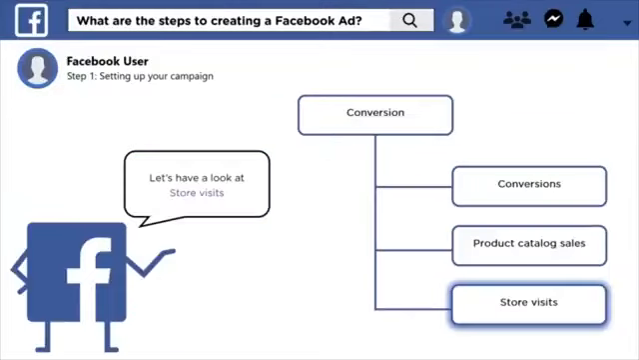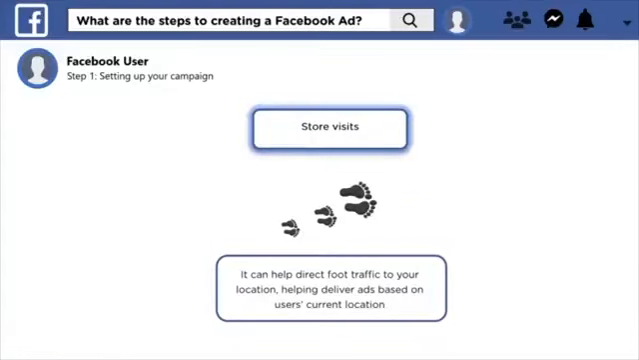And then we have store visits. Store visits help direct traffic to your location, and they help deliver ads based on your user's current location. If we want to get somebody to the store, for example if you have a brick and mortar store, then you can use store visits as your objective under conversions to drive traffic to that location. We really want people to take that next step, get to your store, check it out, and purchase. So that's what store visits are under the conversions objective.